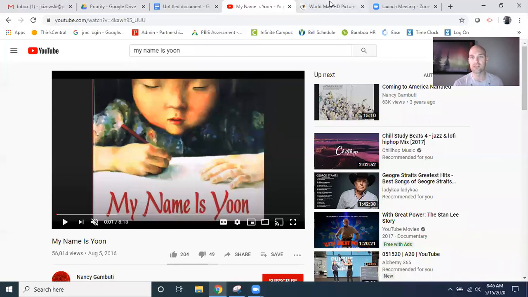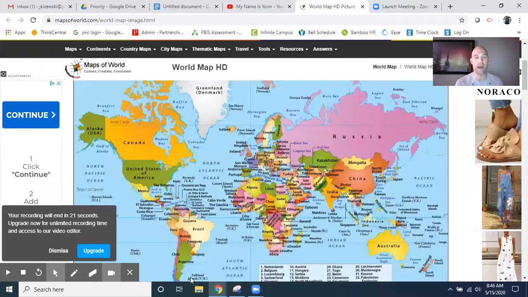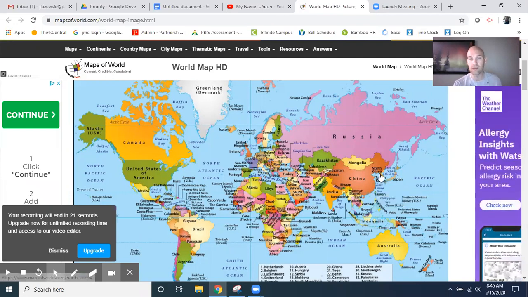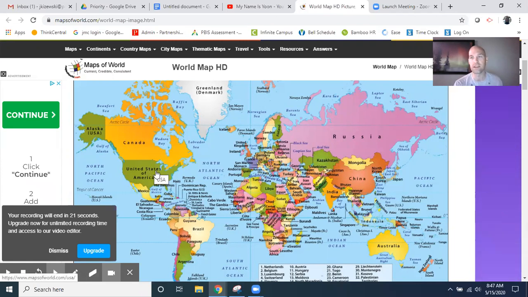Before we get into the story, I want to show you a map of the world. Yoon is a young girl who is from this area of the world called Korea. Today, Korea is broken up into two countries: North Korea and South Korea. Korea is in the continent of Asia. In the book, Yoon moves from Korea all the way to the United States.